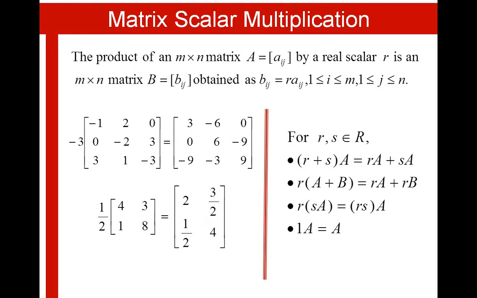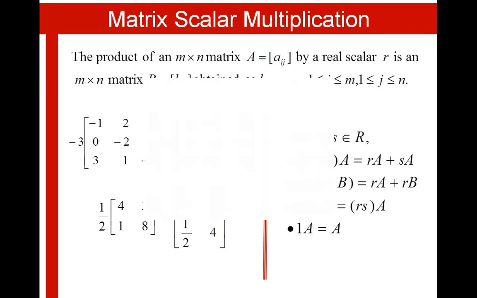What are the properties of a scalar multiplication of a matrix? If R and S are two scalar values that belong to R, if we have (R plus S) times A, this is as if we can do R times A plus S times A. If R is multiplied times the sum of two matrices, we can distribute the scalar multiplication as shown. It becomes RA plus RB. Or R times S times A is equal to RS times A. We can multiply the scalar values together. And of course, 1 times A is equal to A.